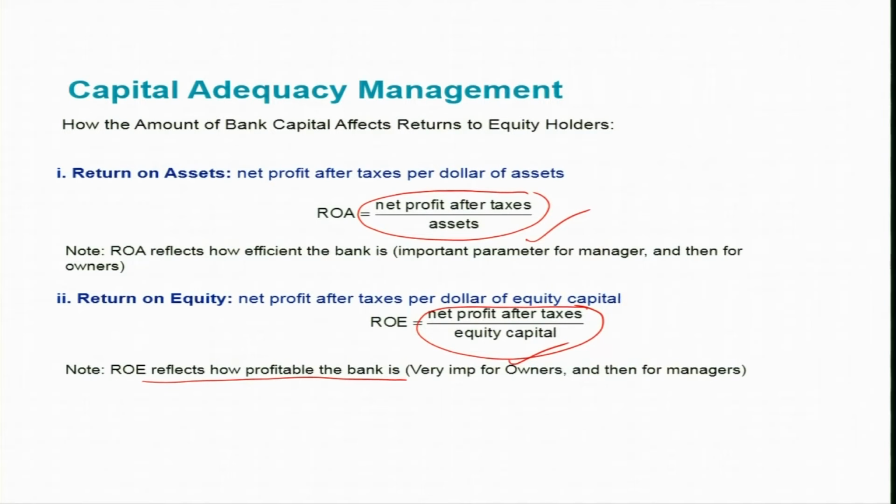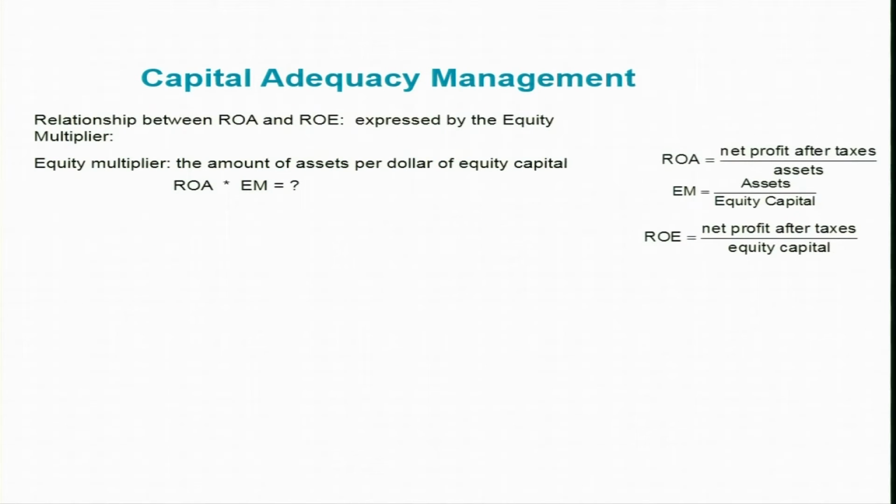Later in our discussion we will be linking both these aspects. You can see the objective function of the managers and the objective function of the owners or shareholders of the bank, which we will discuss when we cover the conflict of interest concept in one of the subsequent sessions. Now let us look at the relationship between ROA and ROE. We have defined ROA as net profit after taxes divided by assets, and ROE as net profit after taxes divided by the equity capital.